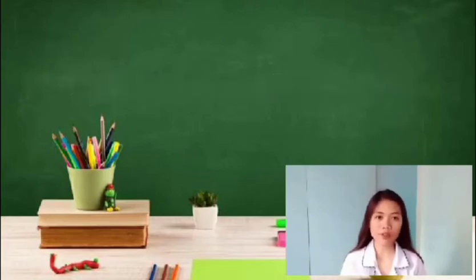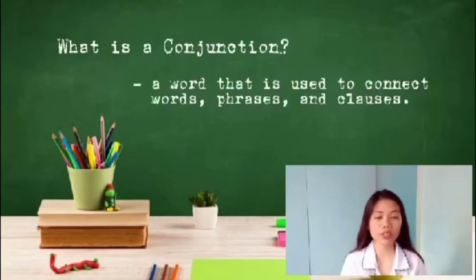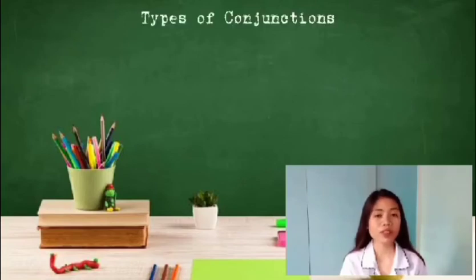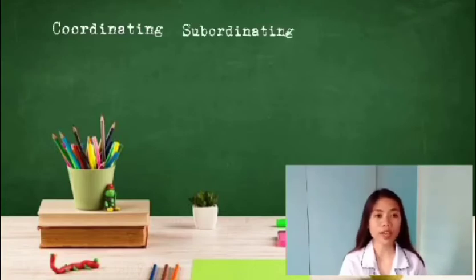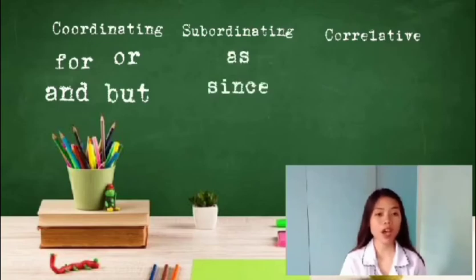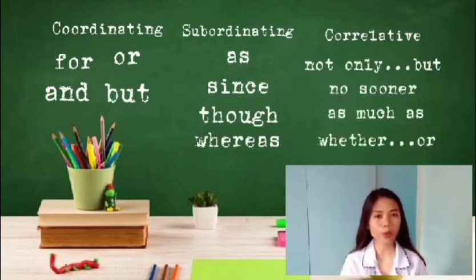But wait, let us define first the conjunction. A conjunction is a word that is used to connect words, phrases, and clauses. What are some examples of conjunctions? Since there are three types of conjunctions, which are the coordinating, subordinating, and correlative, under these types we have some of the examples of conjunctions: for, and, or, but, as, since, though, whereas, not only but, no sooner, as much as, and whether or.